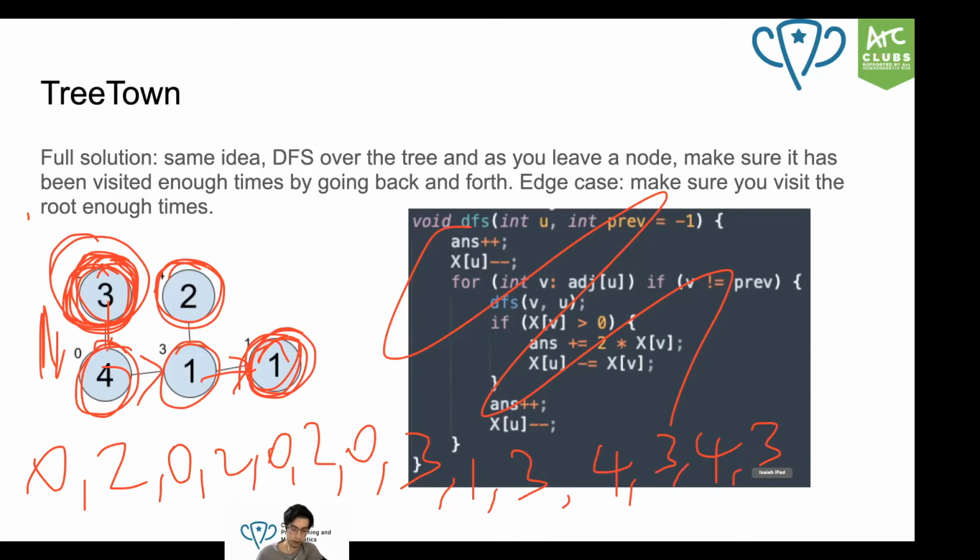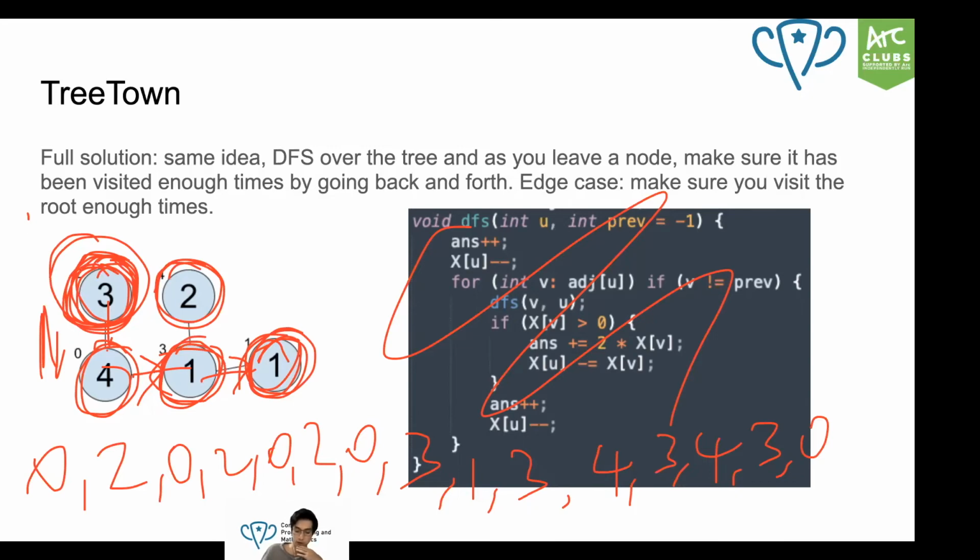Okay, and now we go back up the tree from 1, so we go back to 4, sorry, we go back to 0. And then we see that we've finished with that one because we've already visited it many times. If I haven't stuffed it up, this is the optimal solution, which requires 15 moves. So basically, we just do a depth first search over the tree, and whenever something's not finished, we just wiggle back and forth to finish it off.